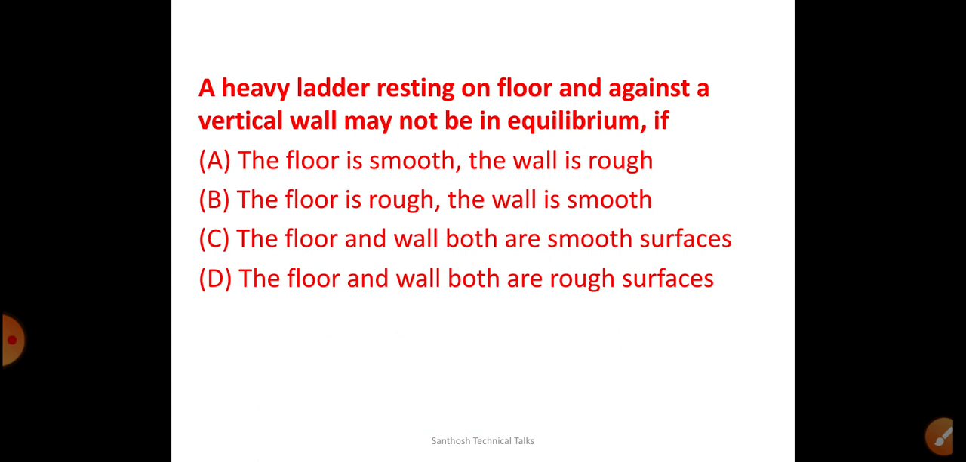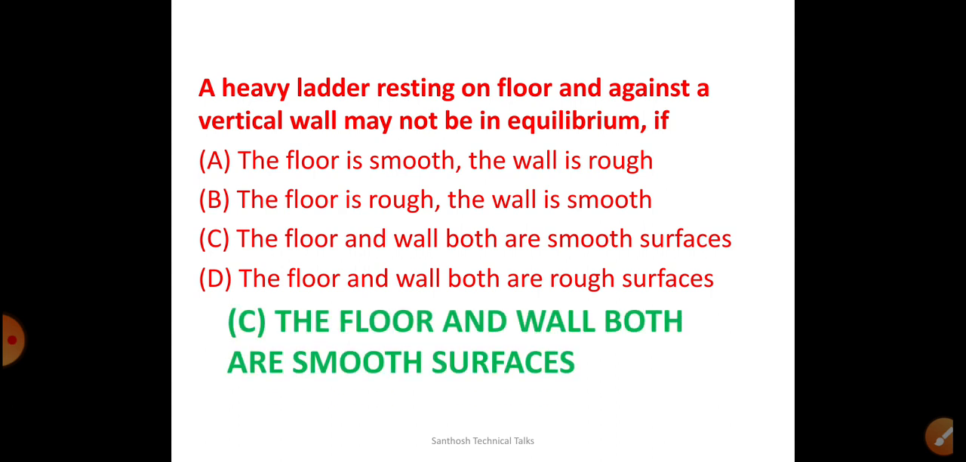Okay, very superb question, a ladder question. It is in the topic of friction. The heavy ladder resting on a floor against a vertical wall may not be in equilibrium when both the wall as well as the floor surface are smooth. If any one is rough, the chance of equilibrium is high. If both are smooth, equilibrium is not at all possible.